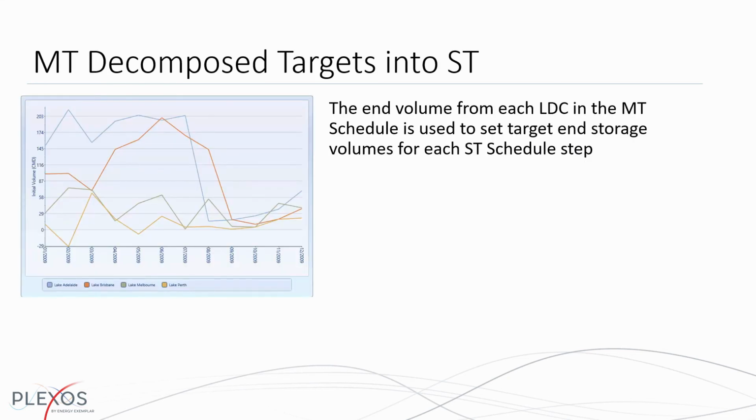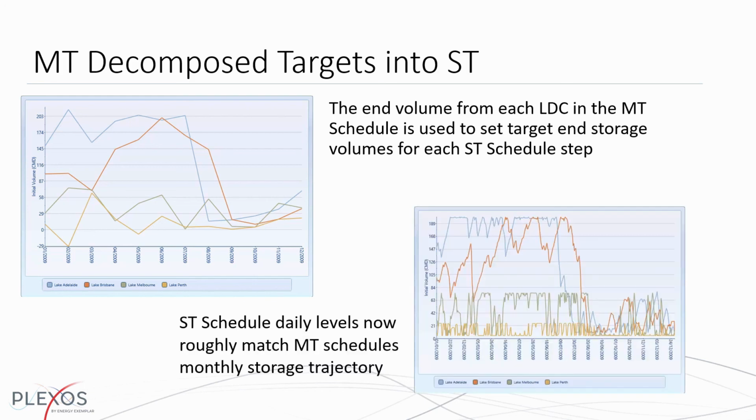The point of running the MT before the ST is to have these longer-term constraints be decomposed to the ST schedule. In this example, we consider hydro storage targets. On the left, we have the MT schedule results. The end volume from each LDC in the MT schedule is used to set target end volumes for each ST schedule step. We then see in the ST schedule results on the right that ST schedule daily levels now roughly match the MT schedule's monthly storage targets.